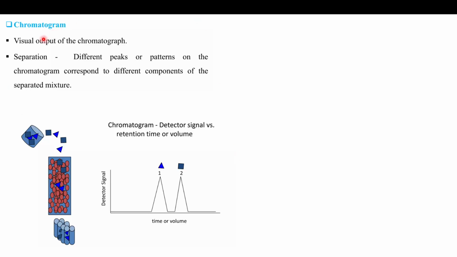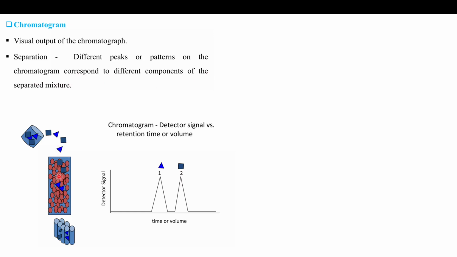Now this is the chromatogram that you get. This is the visual output of your chromatographic technique. It shows the separation and how the separation is detected, how to read a chromatogram. There are different peaks or patterns on the chromatogram which correspond to different components of the separated mixture, right?